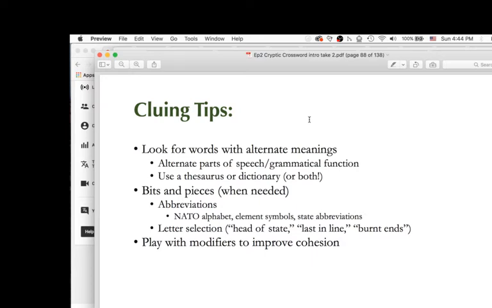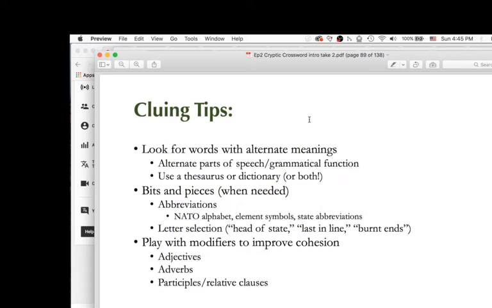Play with modifiers to improve cohesion. What this means is that sometimes I find that I'm writing a clue and the wordplay ends in, maybe, an adverb, and the definition is a noun. Now, I know from Schoolhouse Rock that an adverb can modify a verb, an adjective, or another adverb. It can't modify a noun. But if, say, I have elephant, instead of just saying it's an animal, I could say it's a big animal. And now I can put that adverb that was in my wordplay before big elephant, and it works out.